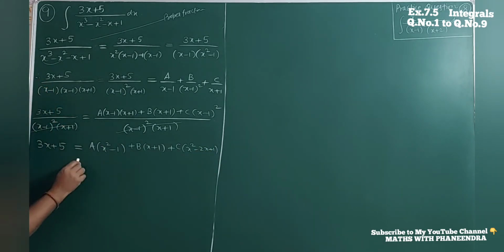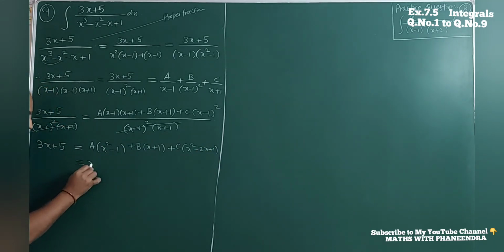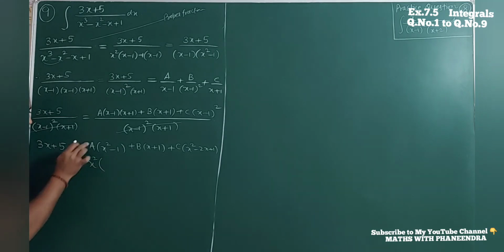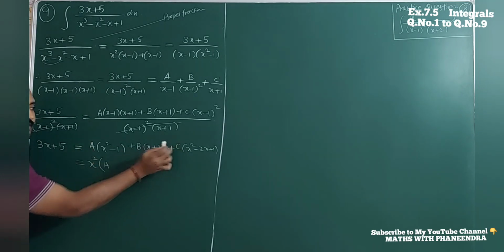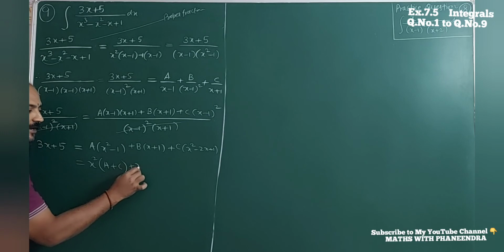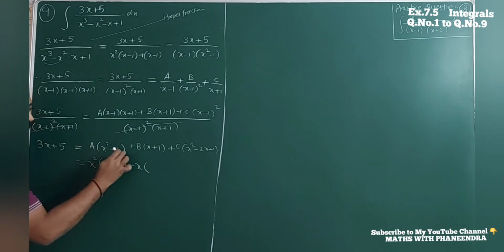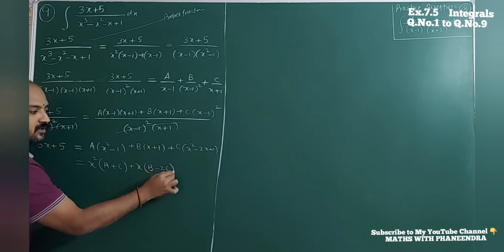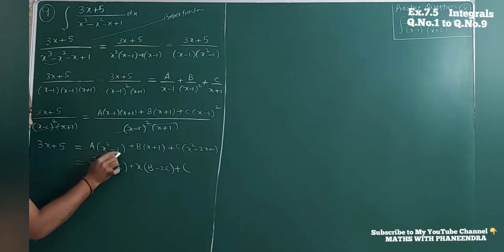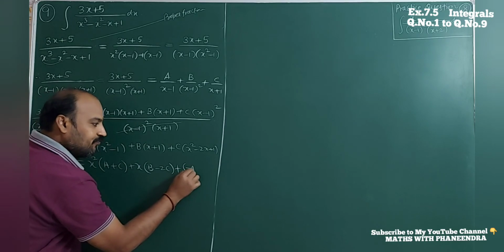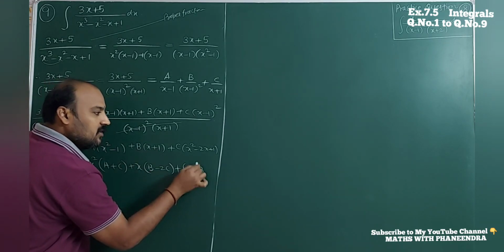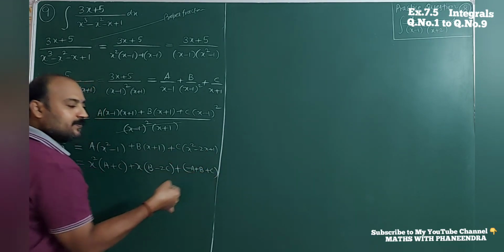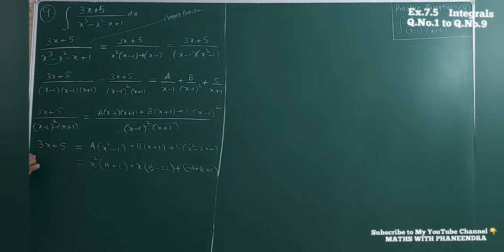In the next step, x square coefficients I am taking common, here a, here c, a plus c. In the next step, x coefficients I am taking common, here not there, here b, here minus 2c. So plus constant terms, minus 1 into a, minus a, 1 into b, plus b, plus 1 into c, plus c, equal to 3x plus 5.